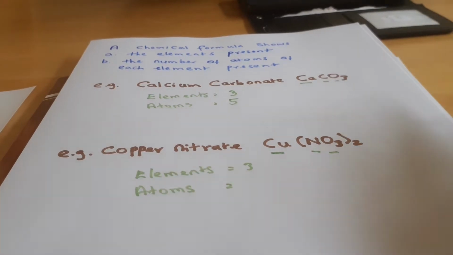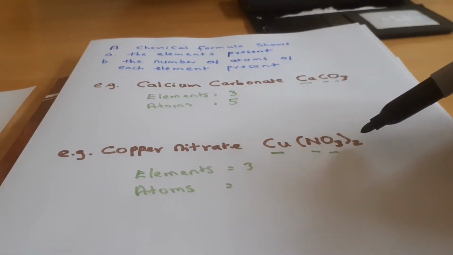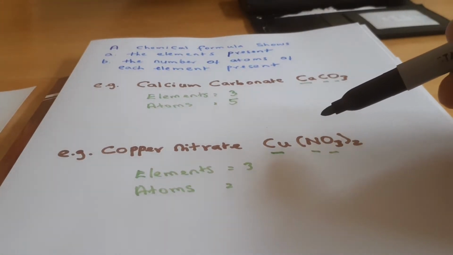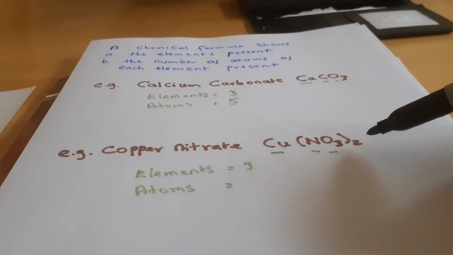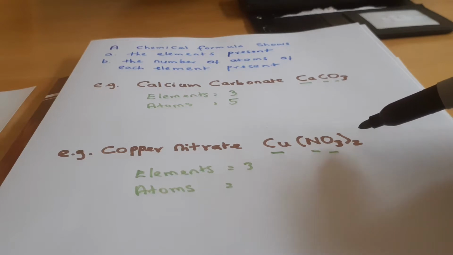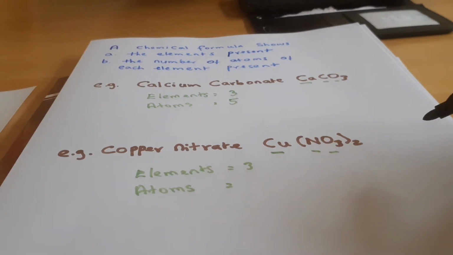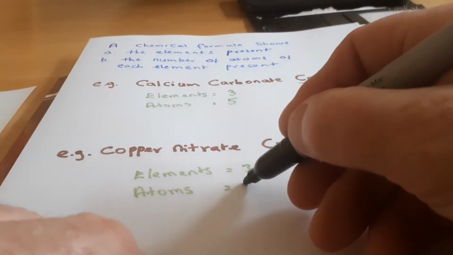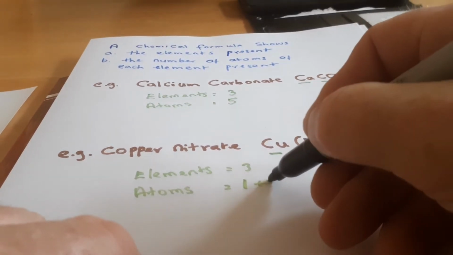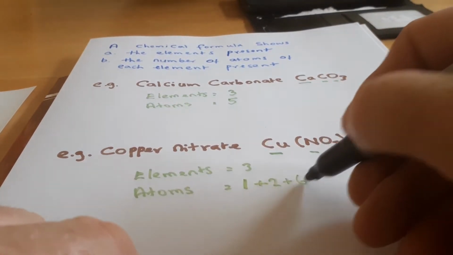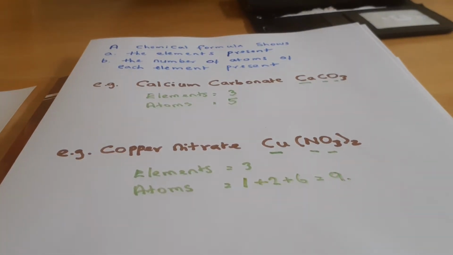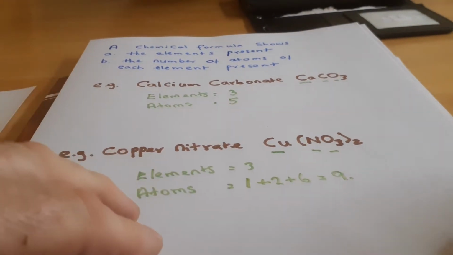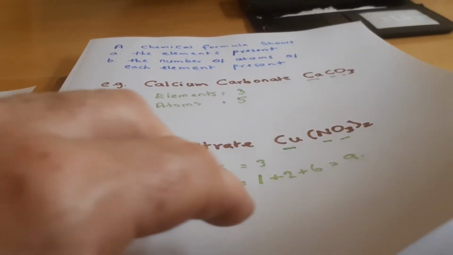So we've got 1 copper. Now, because there's 2 outside the bracket, that means there are 2 nitrogens. And also, because there's 2 outside the brackets, that means there are 2 3s are 6. So we've got 1 copper, 2 nitrogens, and 6 oxygens. So that comes to a total of 9 atoms. Okay, that's the only difficult bit, is looking at the brackets.